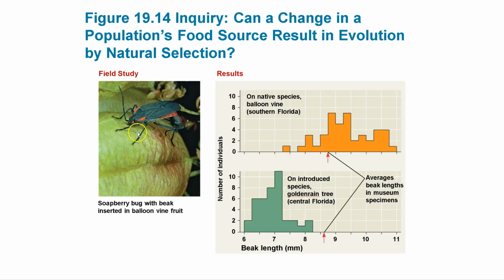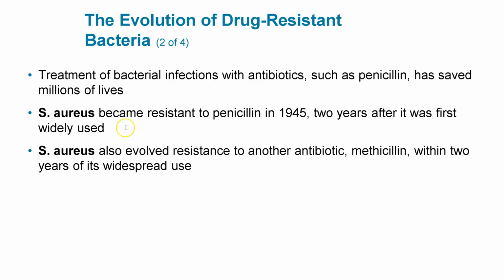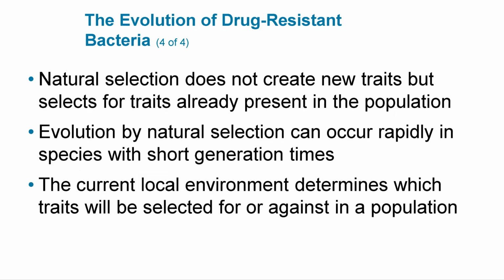We talked about the soapberry bugs in Florida in a previous video. Southern Florida has larger seeds and fruits, Central Florida has smaller fruits, and so they've adjusted their beak length, not on purpose, just natural selection. We talked about superbugs and MRSA and how they can evade bacteria and pathogens. Two years after penicillin was introduced, Staphylococcus aureus became resistant. Again, that's just random because bacteria replicate so fast.